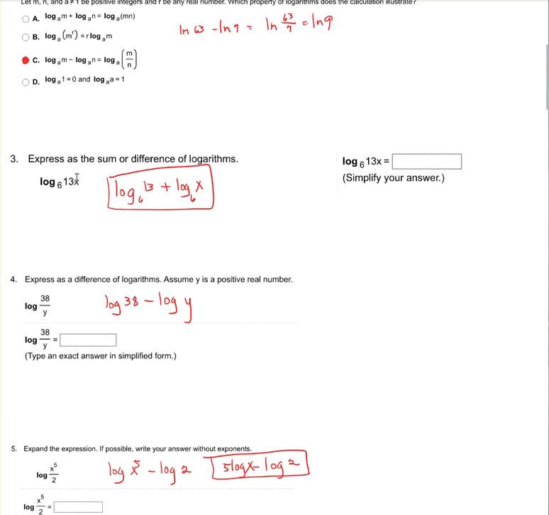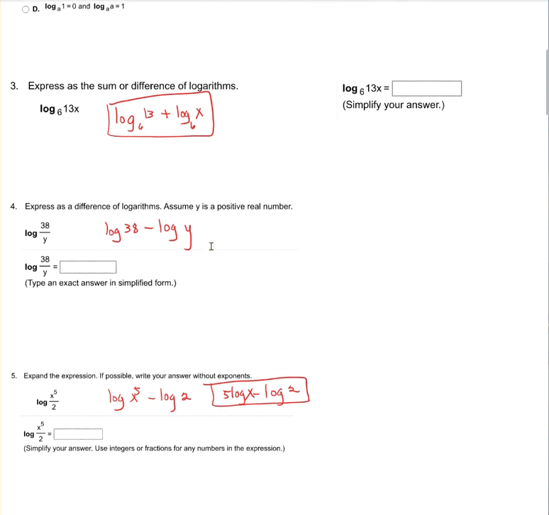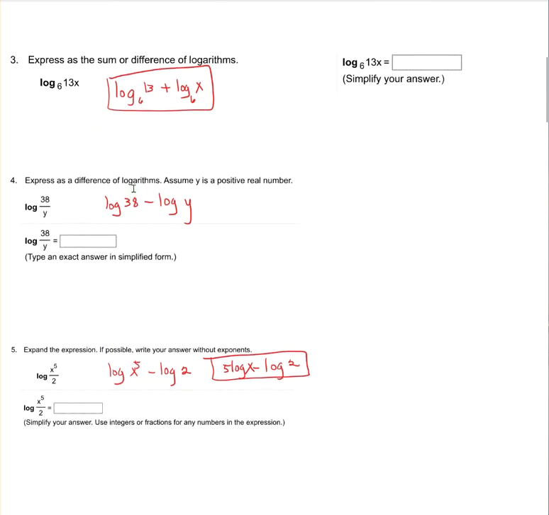All right, express as the sum or difference of logs. This is a product, so it will go to addition. Log base 6 of 13 plus log base 6 of x. This tells you to put it as a difference. We should know that because it's a quotient. So that becomes log 38 minus log y.